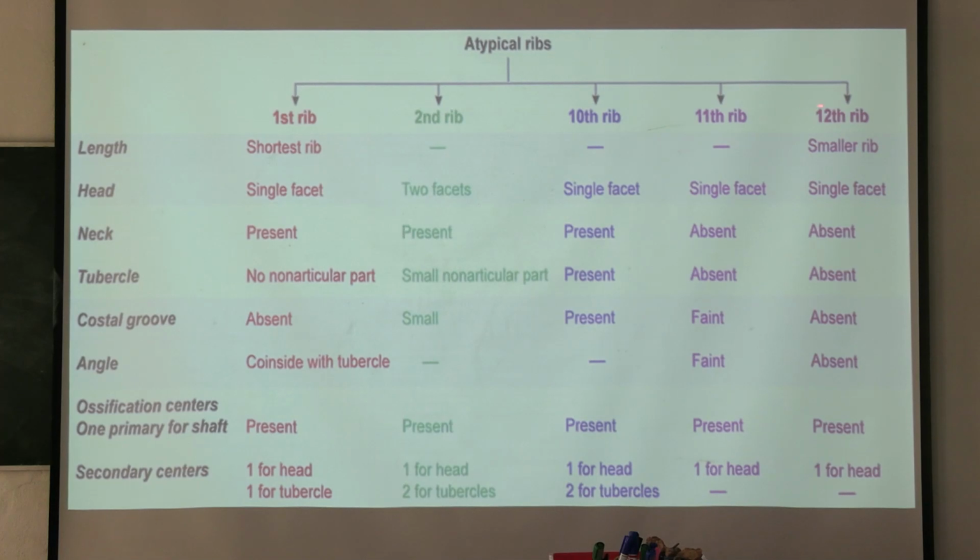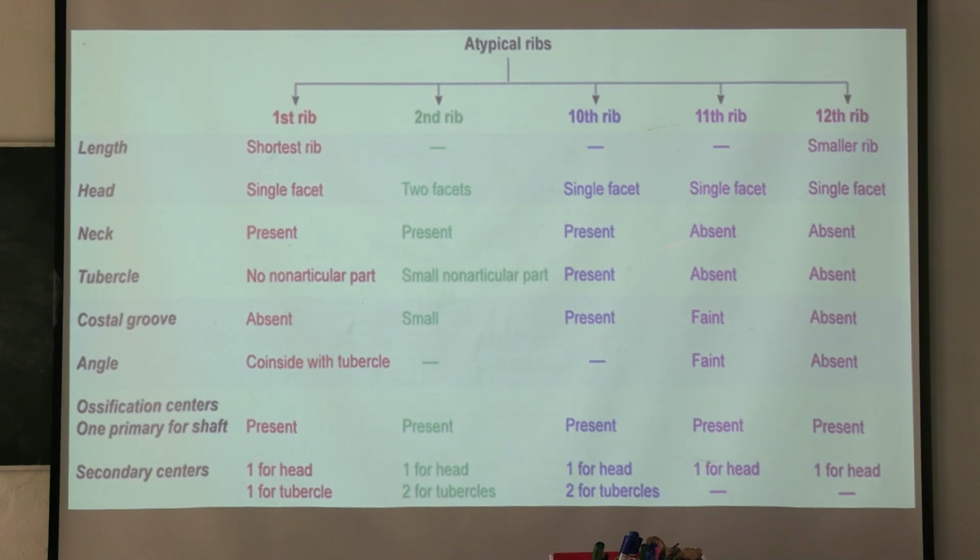Next we go to 11th rib. Here also single facet. Here neck is absent, tubercle is absent, costal groove is faint, angle is also faint, and ossification center, one primary center for the shaft is present and one for the head. No tubercle, so no center for tubercle.